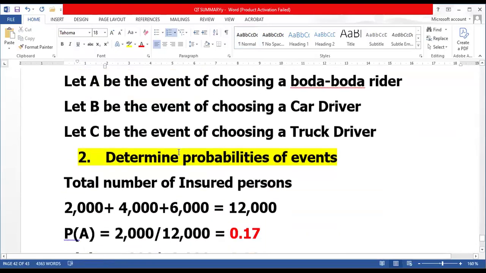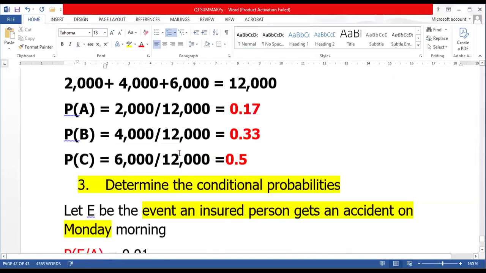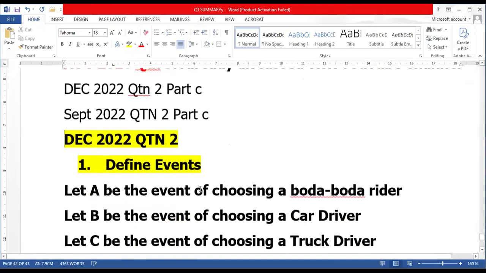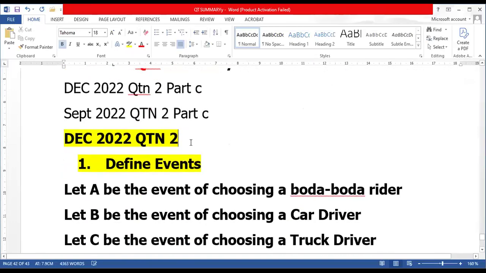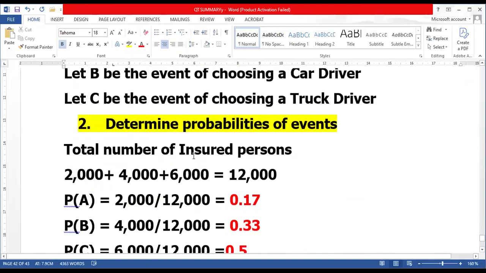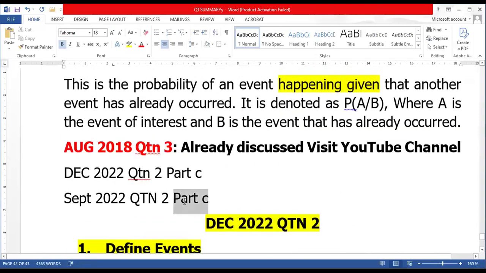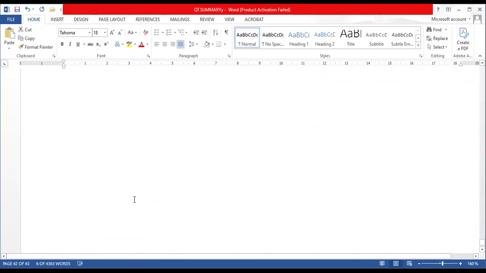You see only these steps, and you score all your marks. Any question? We are done with December 2022. So let's also look at September.